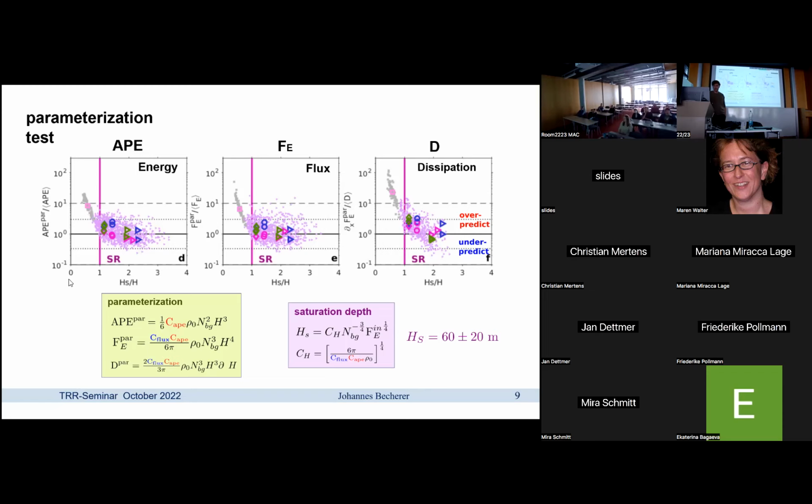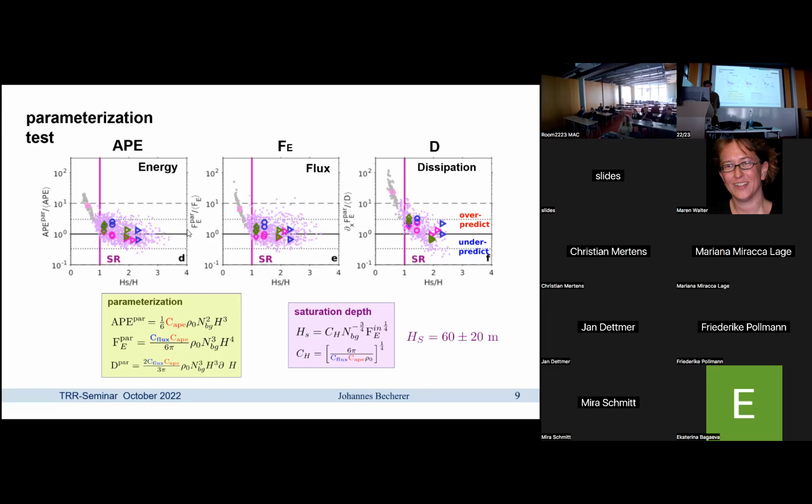And I should say what's on the x axis: that's a non-dimensional water depth, where we divide the saturation water depth by the actual water depth of the mooring. So if this is one, we are right at the saturation point. If it's bigger than one, we are inside the saturated range, and if it's smaller than one, we are outside of the saturated range. So once we approach the saturation point, we also approach the one-to-one line, and everything inside the saturated range fits rather nicely.